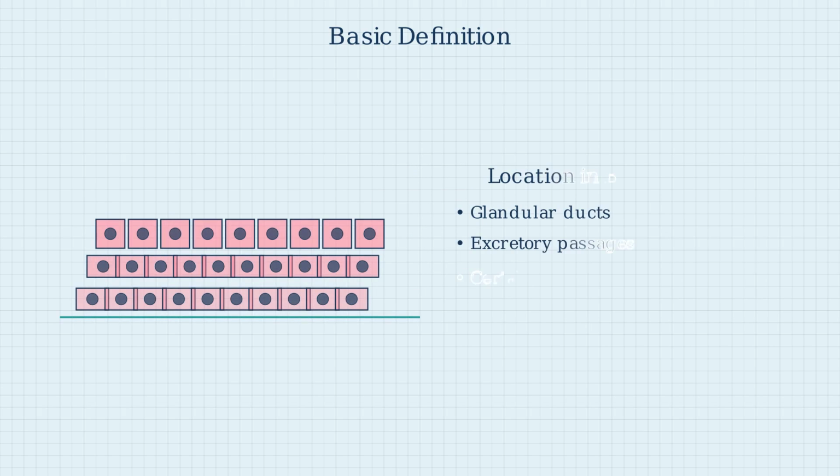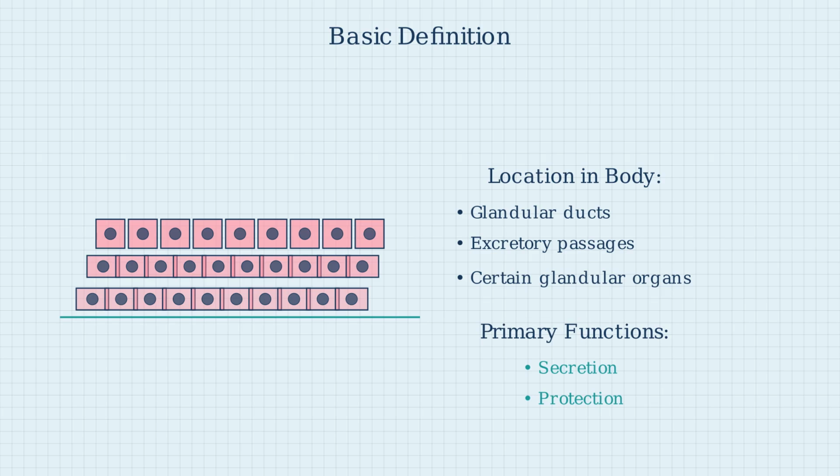This tissue type is primarily found in glandular structures throughout the body. Stratified cuboidal epithelium performs specialized functions related to secretion and protection. Together, these characteristics define stratified cuboidal epithelium as a specialized tissue with multiple layers and cube-shaped surface cells.